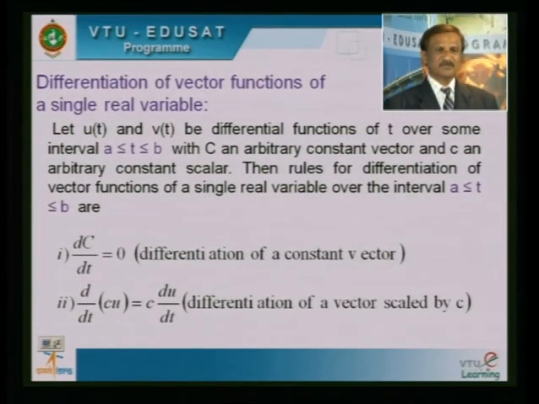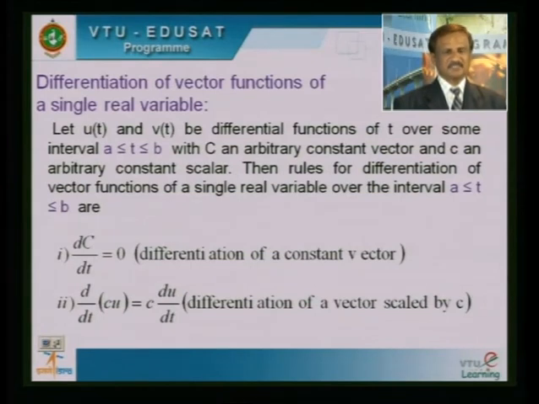As I have mentioned, we are already familiar with differentiation in the case of ordinary functions. You can use the same rules, except that here you use a vector function instead of an ordinary function. So for example, let u of t and v of t be differentiable functions of t over some interval a to b. It means t lies between a and b. With C an arbitrary constant vector and small c an arbitrary constant scalar, the rules for differentiation of vector functions of a single real variable over the interval a less than or equal to t less than or equal to b are as follows.